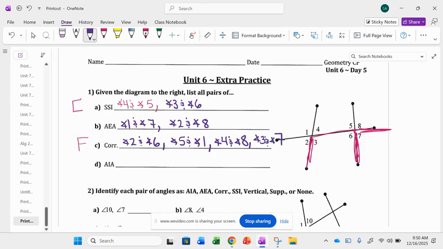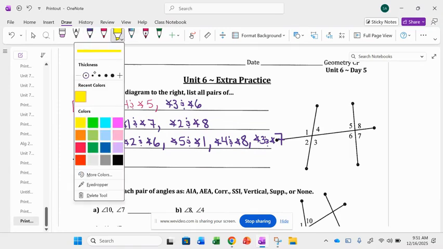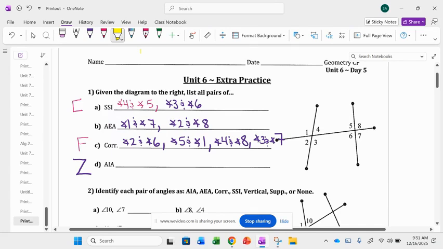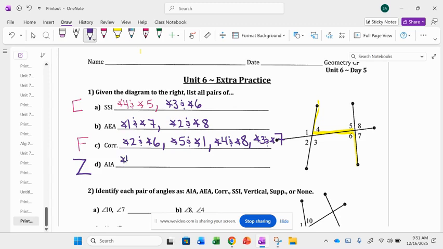All right, so those were all the corresponding angles. Now, the last set of angles we're looking for are the alternate interior angles. For the alternate interior angles, we're looking for the Z. Can somebody give me one pair of alternate interior angles that they see? Four and 6, you got it. There's my Z. So we have angle 4 and angle 6.